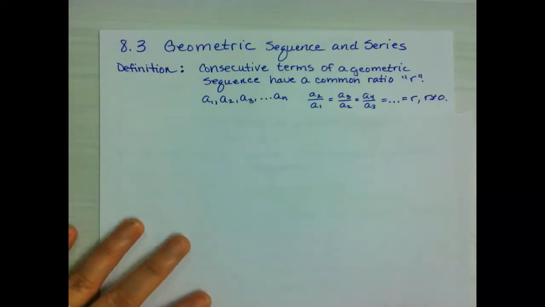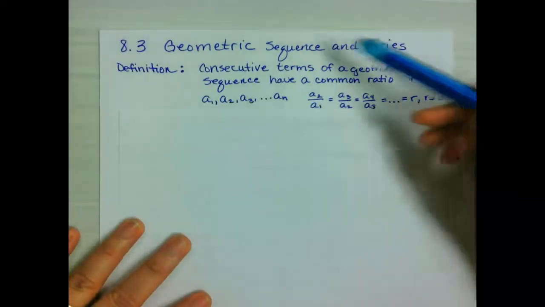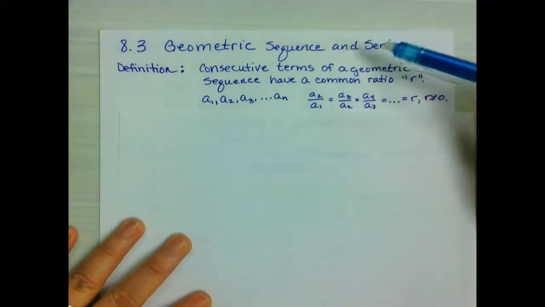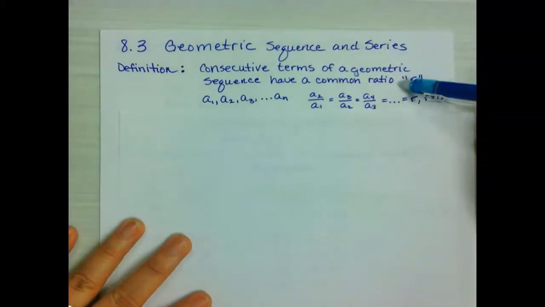So the definition of a geometric sequence is its consecutive terms of the sequence. In other words, it's still a sequence, it's still separated by a comma, but the consecutive terms have a common ratio instead of a common difference. So instead of saying they have a common d, we're going to say they have a common r.